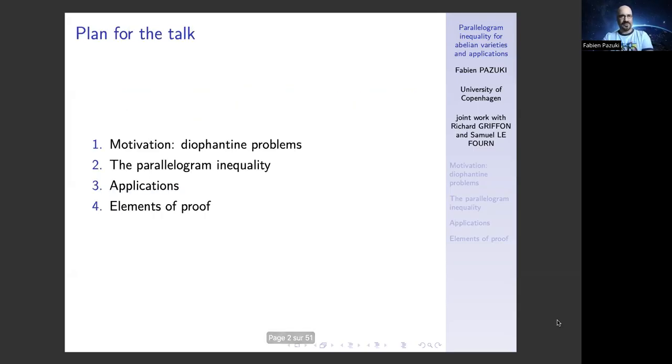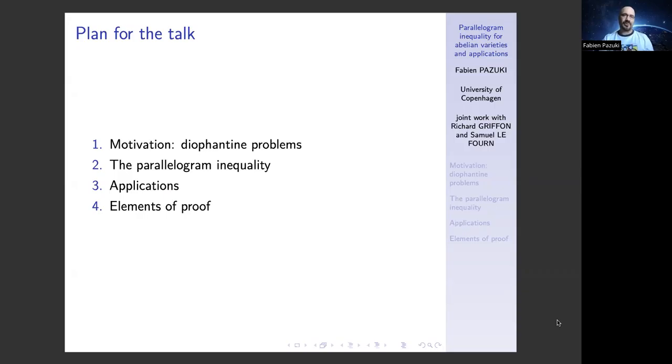So let's start. I suggest the following plan for the talk. I'll start with some motivation, diophantine problems. I selected one, in fact, but basically the whole motivation of this parallelogram inequality is really from various diophantine problems. And this is a little bit where I'm from, so I want to start with this.